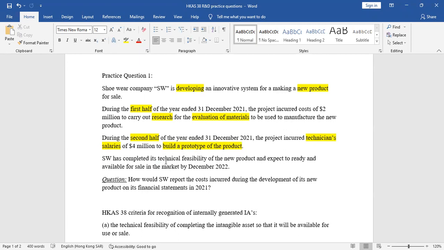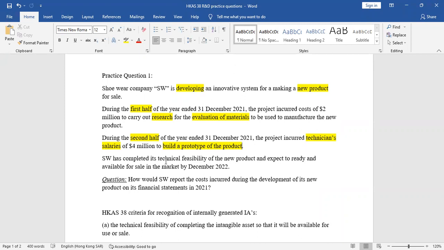The first expense is done for purely research purposes, like the first half of $2 million. It's purely for research purpose, right? The company is trying to find a material that they can use to produce a new product. Whereas the second expense is again an expense, but the purpose of the expense is to build a prototype, and they were paid to a technician to build that prototype.